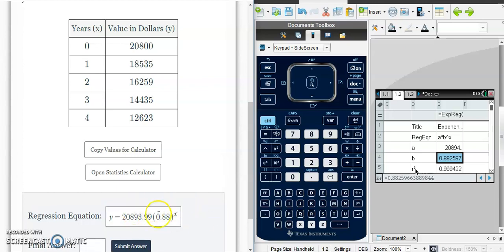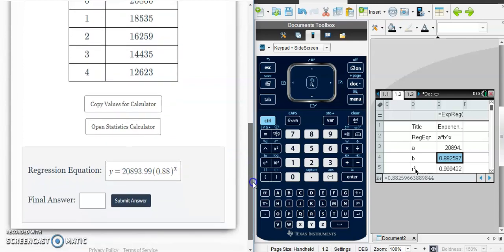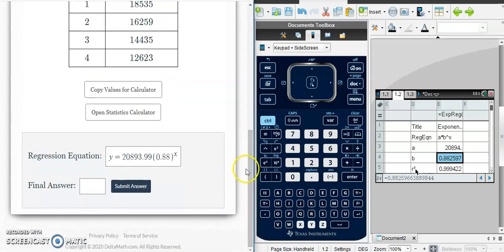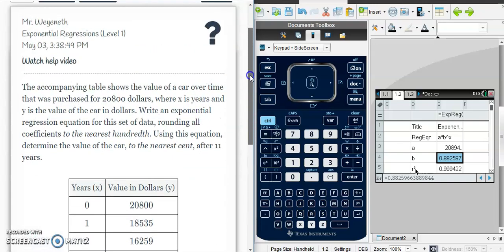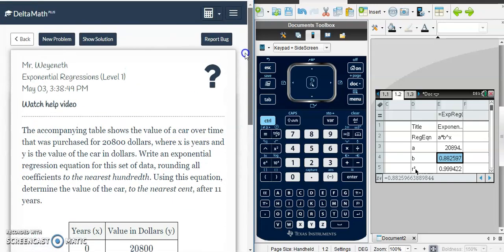So I'm going to enter that in as an exponential, not as y equals mx plus b. It's got to be entered as an exponential function. And then this is maybe a little bit easier calculation. And if you don't have your TI-Nspire, I'll show you here in a second how you can use the calculator within Delta Math to help you answer.